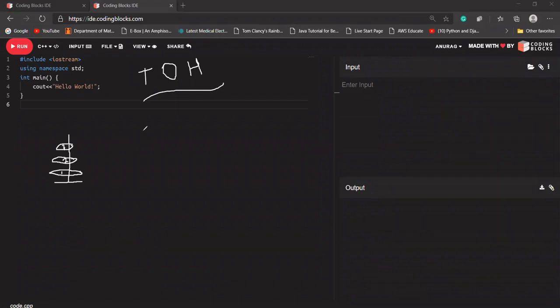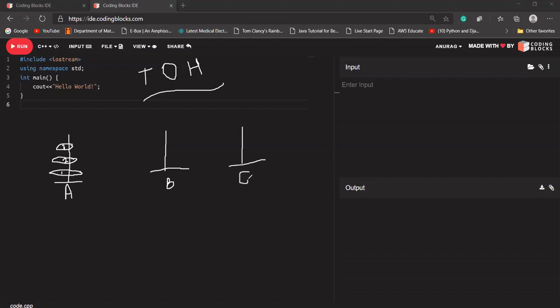So what I have to do: I am given one more pole. You can call it a rod or a pole. So let's say this is rod A, and this is rod B, and I have to move all the discs from rod A to rod B using another rod. Let's say I can use another rod as well. Let's say this is rod C.